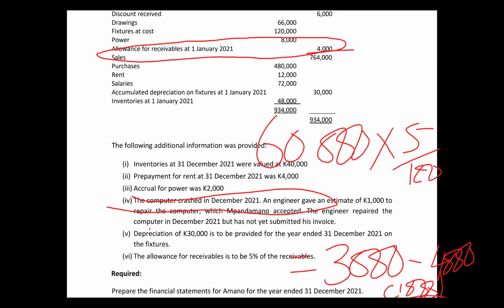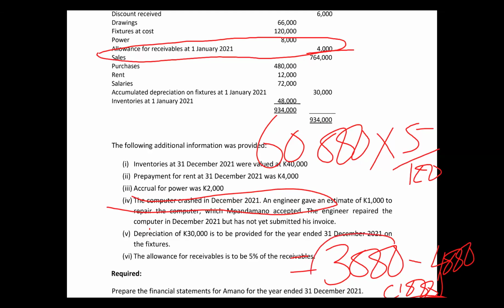Since it's a reduction, this 1,000 will be added under other incomes just below the gross profit. This 1,000 is an income to you if it's a reduction. But if it were an increase, that would have been an expense to you. The increase in the allowance for receivables is an expense. So this 1,000 would have been put under expenses. Is that clear? You just have to ascertain, did it increase or did it decrease? Did you get that one? So now that it decreased, it is an other income.